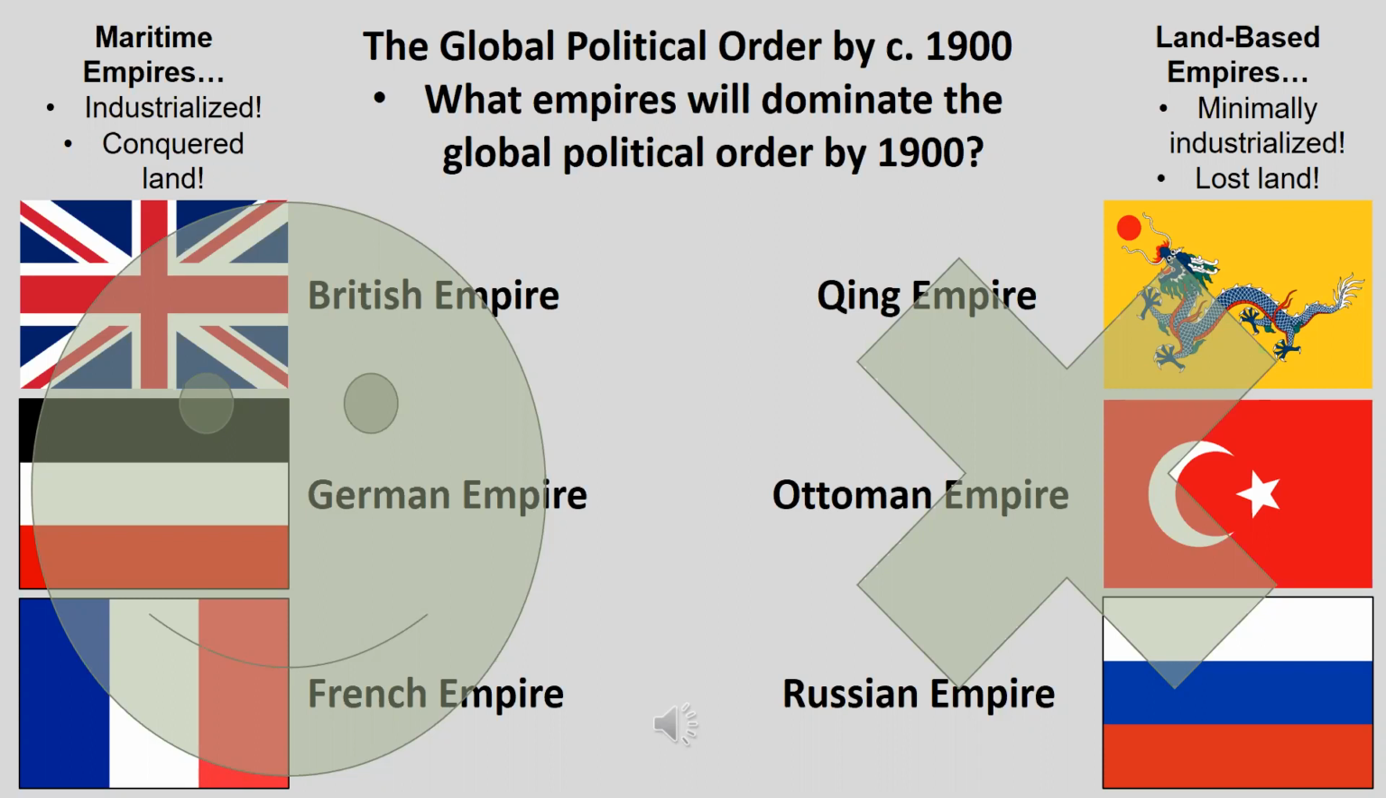The external forces of Western imperialism increased in intensity. Unfortunately for the Ottoman Empire, they wound up on the losing side of World War I, and their fate would be left to the victors, which oversaw the empire's dissolution.